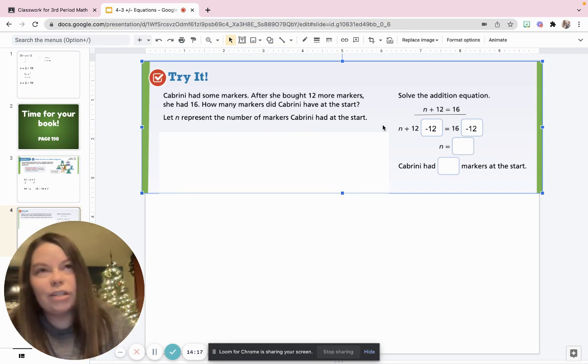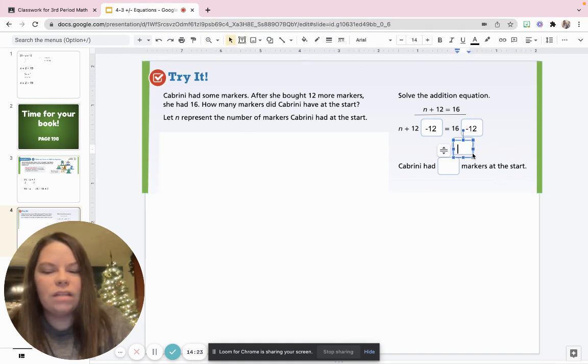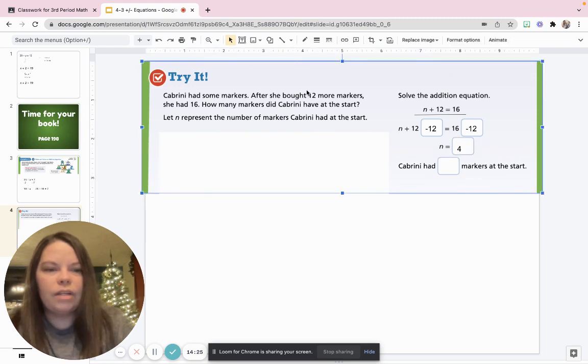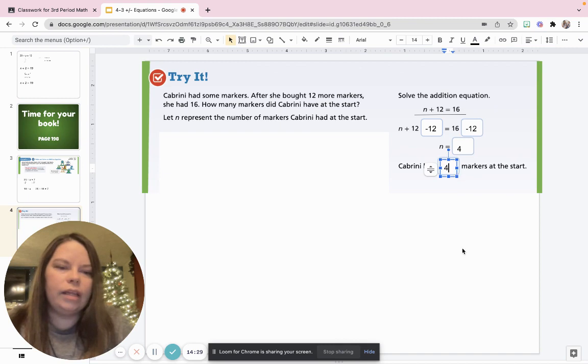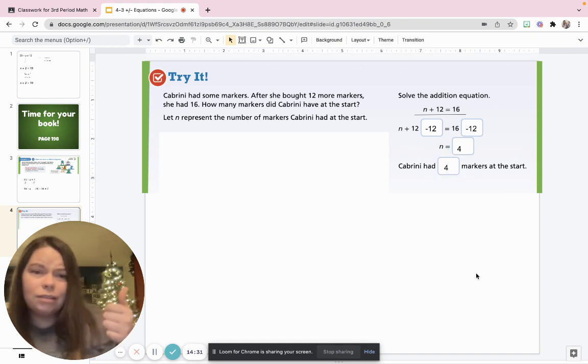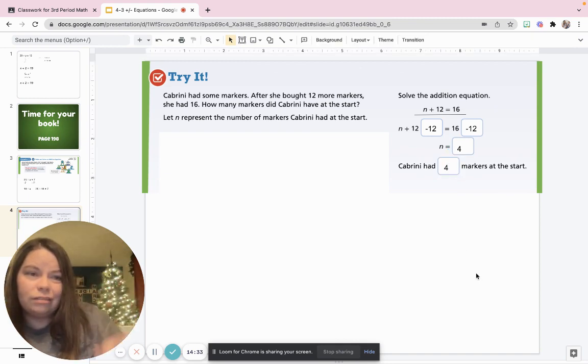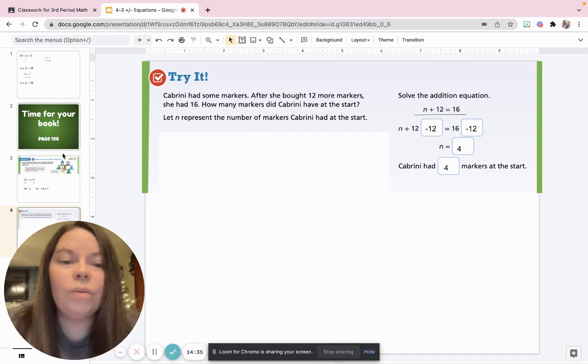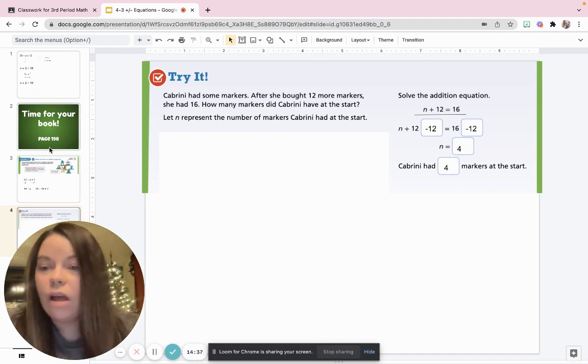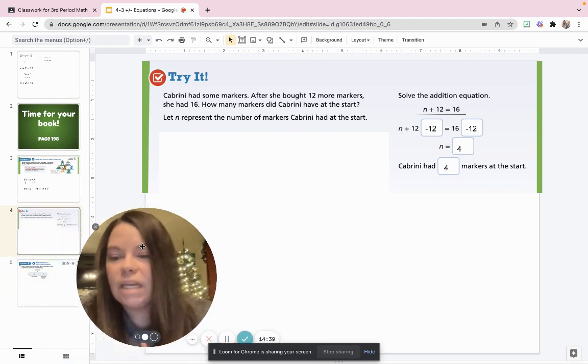And what is 16 minus 12? 16 minus 12 is 4. That means she had 4 markers in the beginning. Good? How you doing? Okay, let's do one more with subtraction, and then you are free from me.